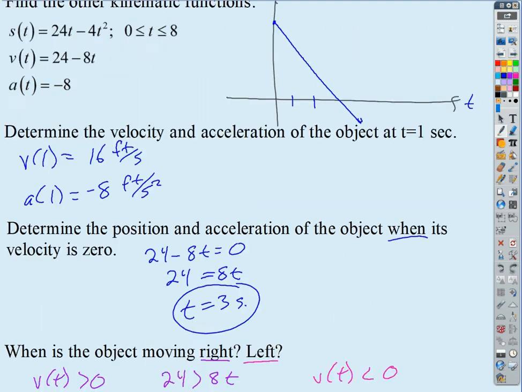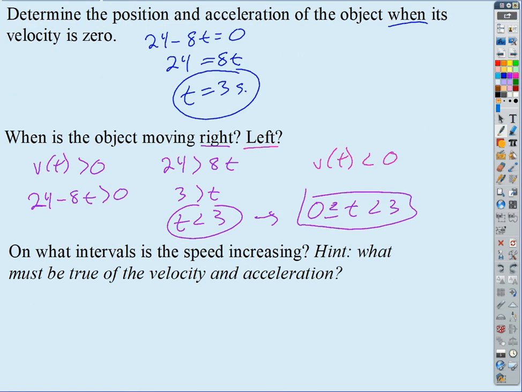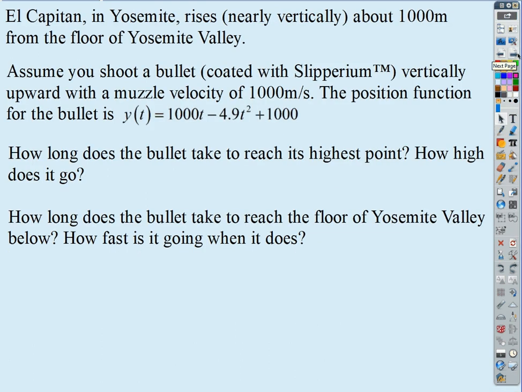And so where does the speed increase? For the values of time greater than 3 seconds, right? So between 3 and 8. Well, that's kind of a tricky one. All right, here's the one I wanted to get to. This is a good problem. So it's really amazing that we can do this.